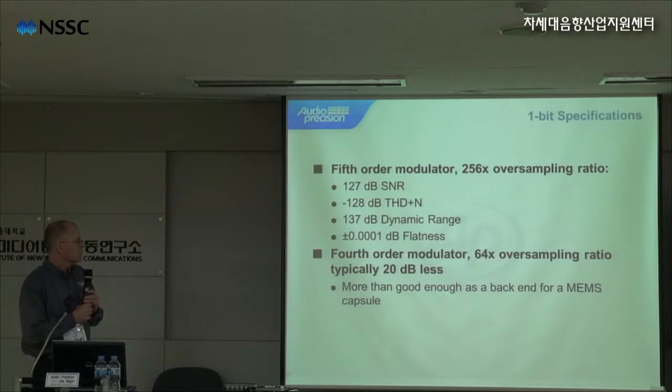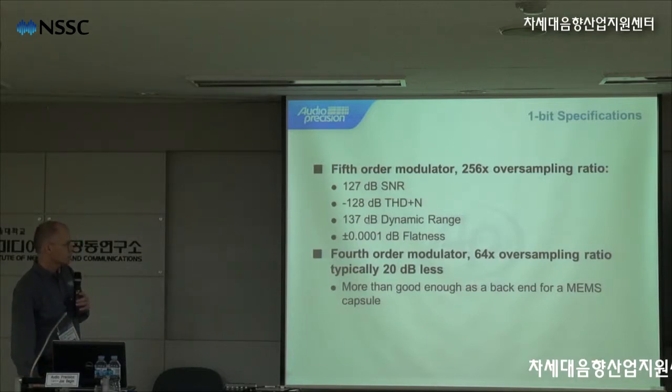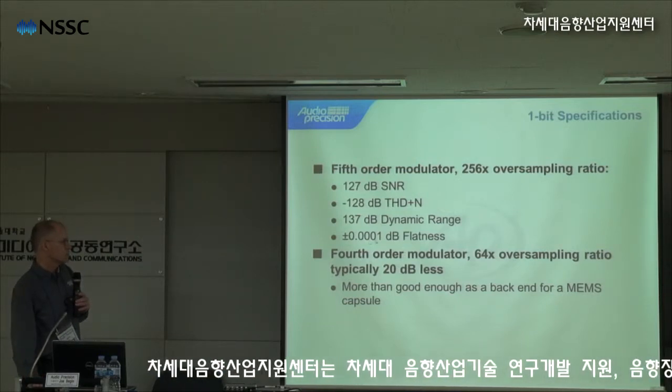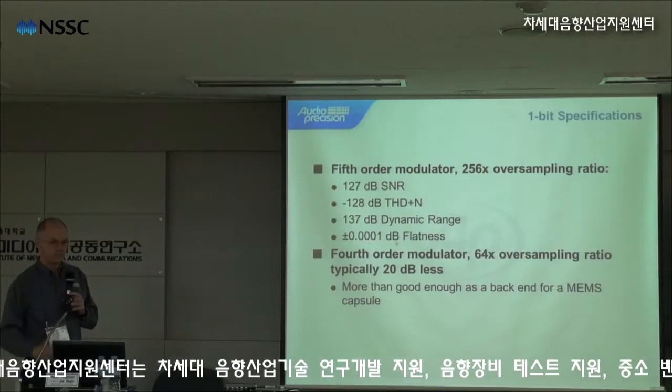Here are some examples of the specifications. For our 5th order modulator, which uses an oversampling ratio of 256, it's possible to get 127 decibels of signal-to-noise ratio, -128 dB of total harmonic distortion plus noise, a dynamic range of 137 dB, and a flatness of 0.0001 dB. That's very flat.